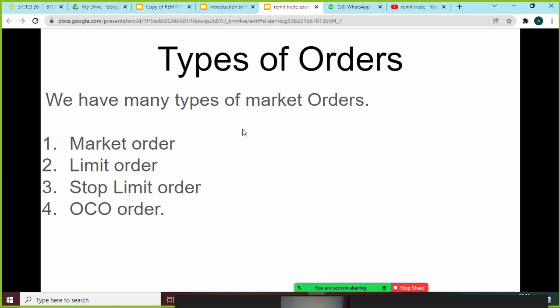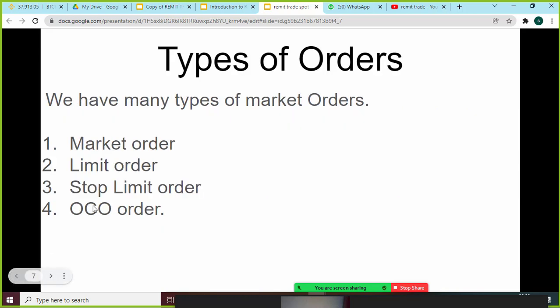Okay, now if I go a little bit further, we have what we call types of orders. We have market order, we have limit order, stop limit order, OCO order. So these are the most common types of orders we have in the financial market. Now, for the sake of time, we won't be going into all the types of orders, but I will take time to explain maybe 2 or 3 of them. That is market order, limit order, and stop limit order.